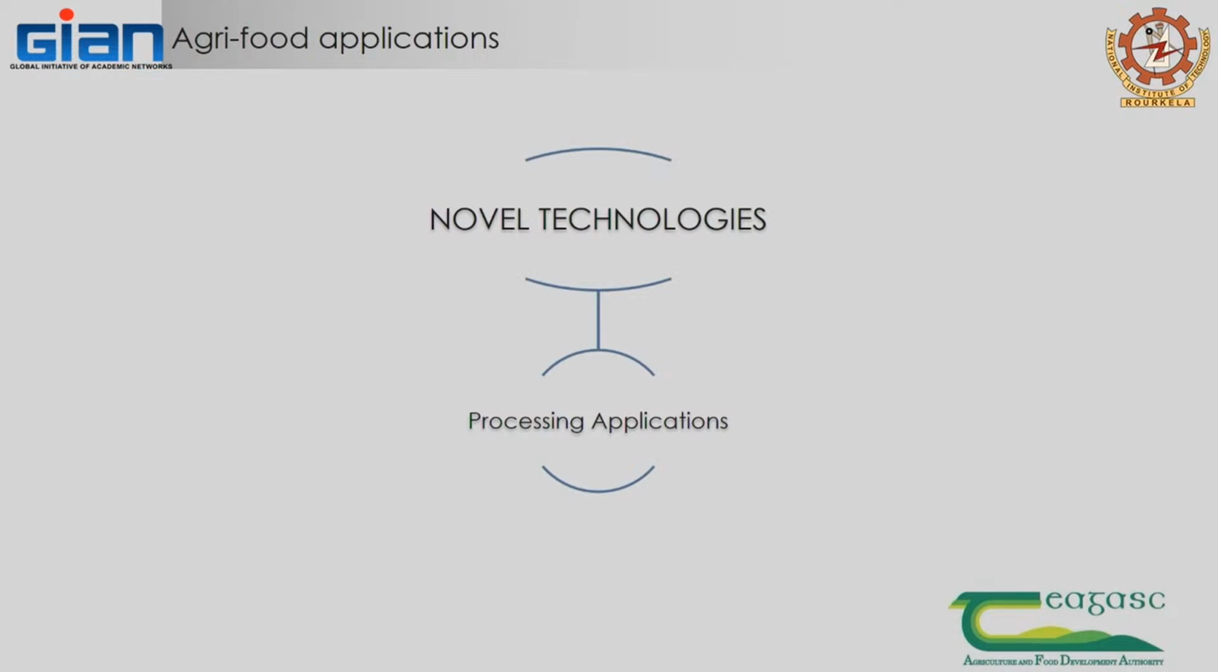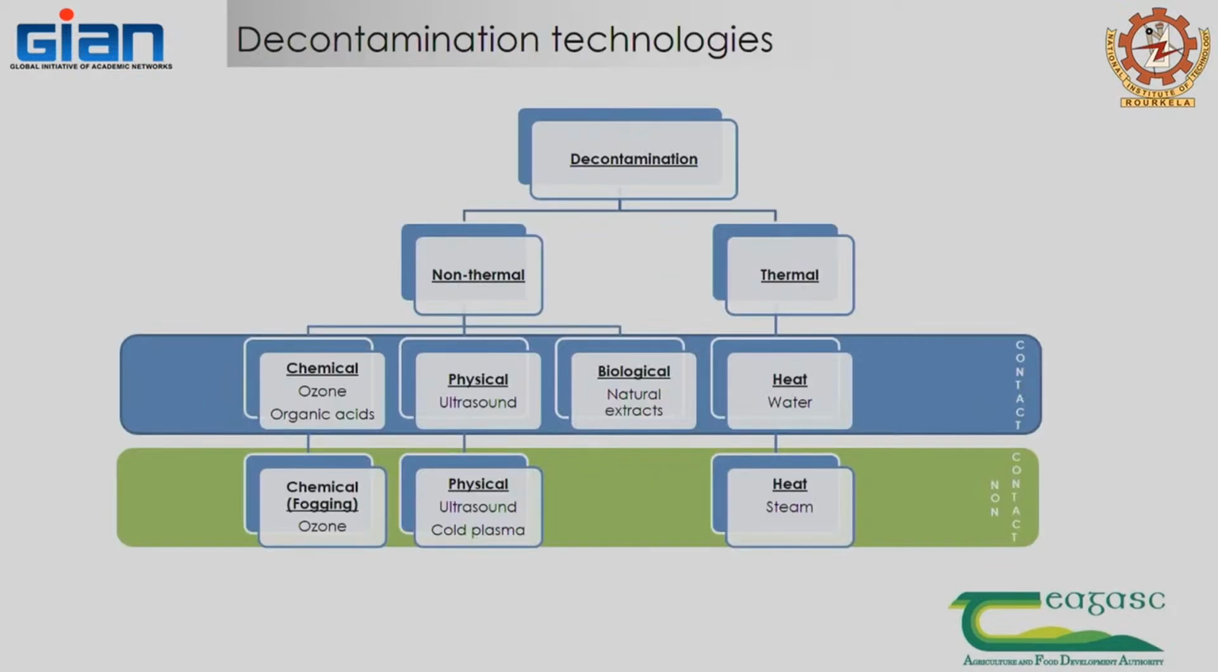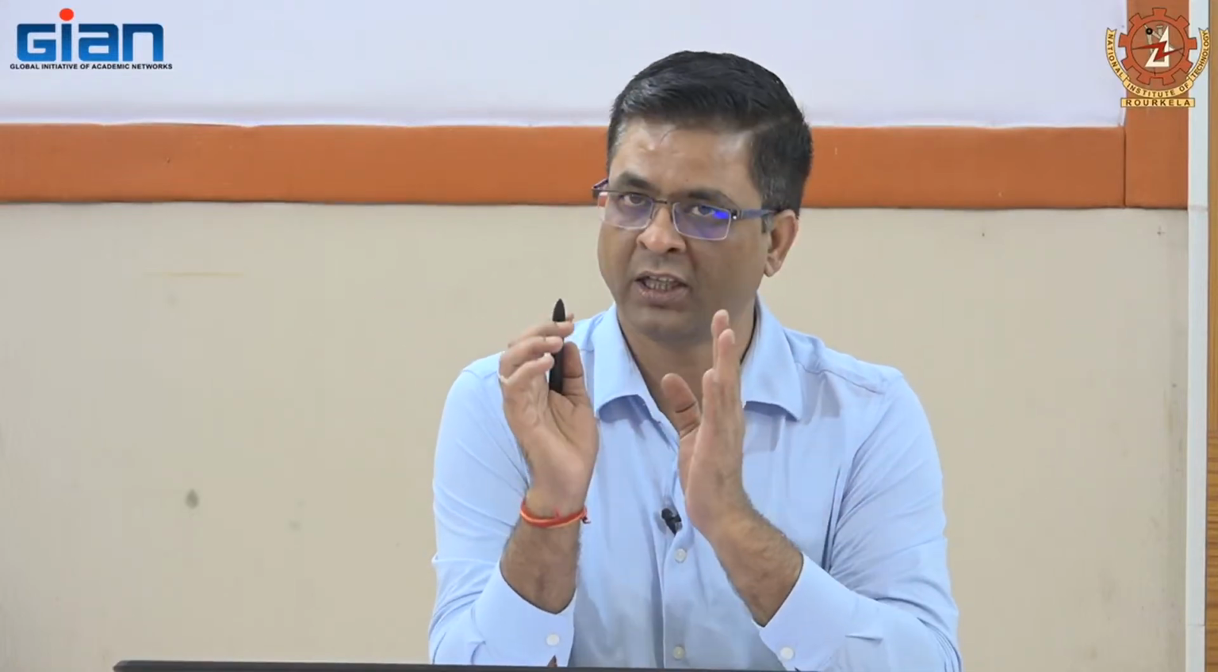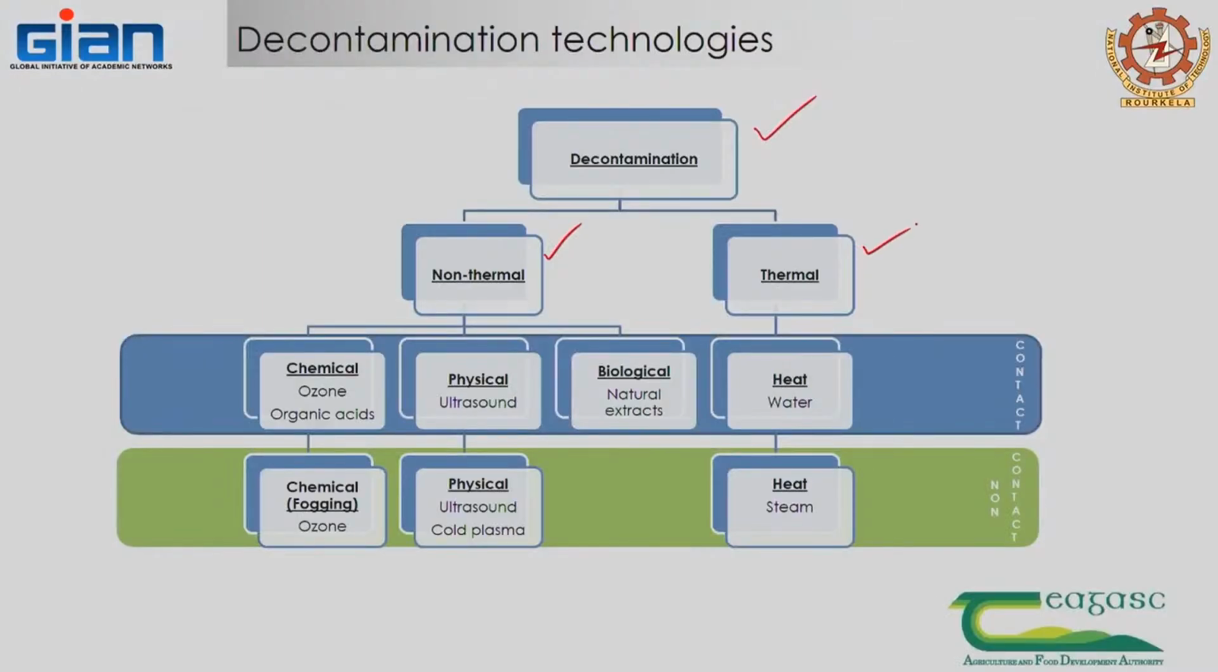Now I'll quickly go through one or two processing applications and then we'll continue in the next lecture. So one is decontamination. You know the biggest disadvantage of new technologies is that the majority of these technologies are useful for liquid food products. Yeah. But what is the alternative to chlorine? Because chlorine is low cost and easy to use. So either you have a non-thermal or thermal.